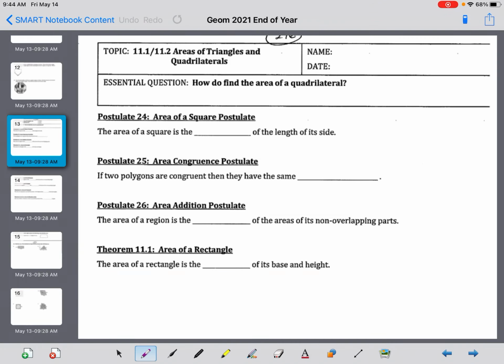Hey, here we go. Finding some areas of quadrilaterals, and this is going to have some triangles on it as well. All right.